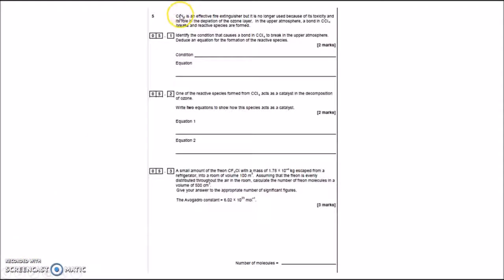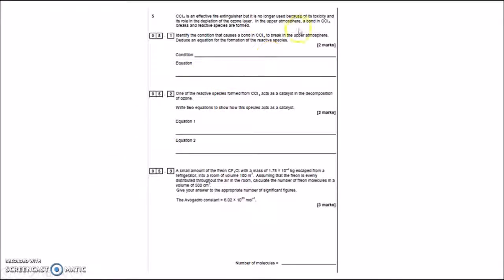Question number 5. CCl4 is an effective fire extinguisher and is no longer used because of its toxicity and its role in the depletion of the ozone layer. So depletion means to remove the ozone layer. Ozone is a form of oxygen. Instead of being O2, it's O3.